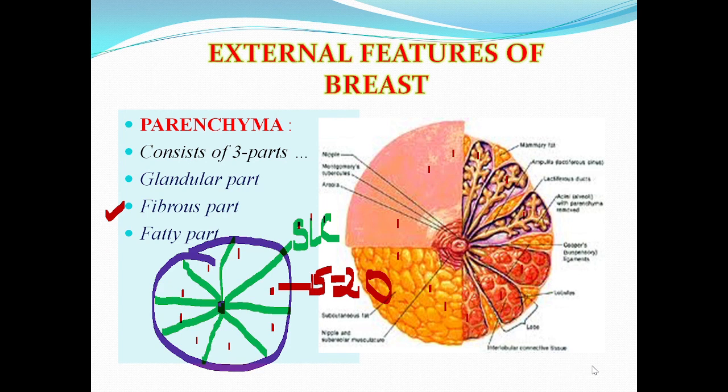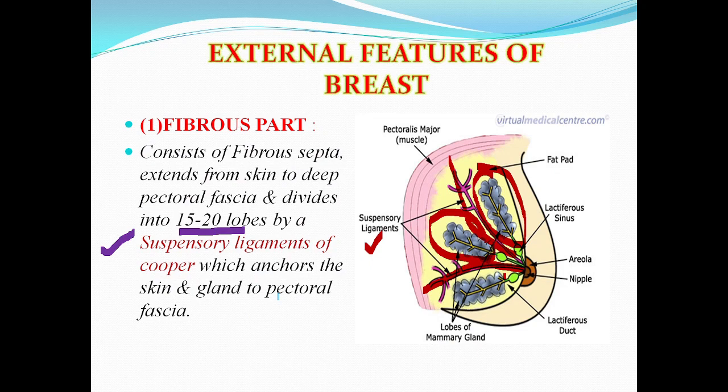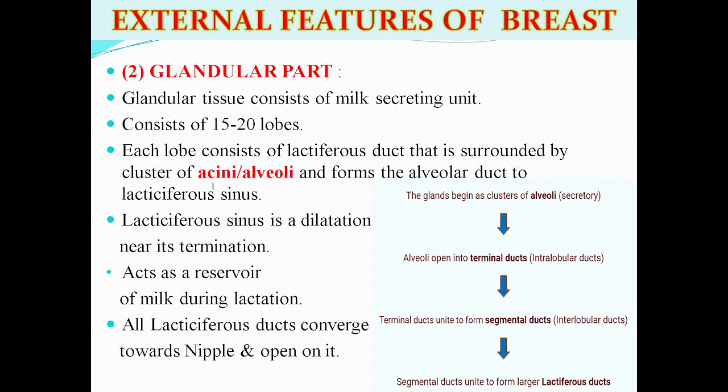So please try to understand. We will draw one milk secreting unit. So ultimately it states over here that it consists of how many lobes? We already know 15 to 20 lobes are there. In every lobe, what you have to understand here is the lacticiferous ducts.